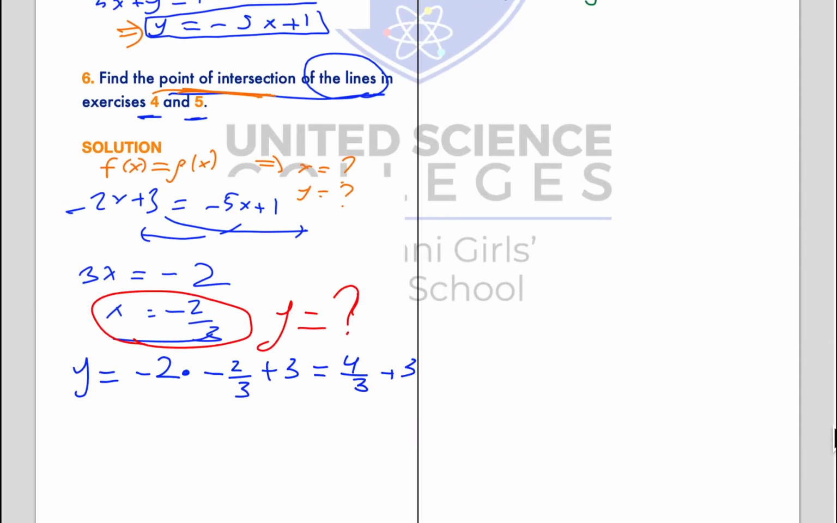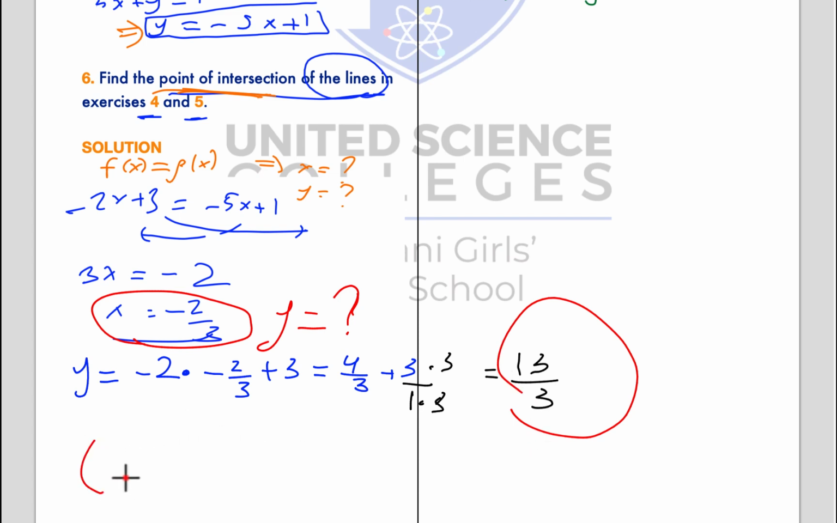I need to equalize denominators. Here the denominator is 1, here 3. So multiply top and bottom by 3 here. So I will get 3 times 3, 9. 9 plus 4, 13. Now I got the same denominator, 3. So I got the x value. I got the y value. So write the point. The point of intersection is x, negative 2 over 3, y, 13 over 3.